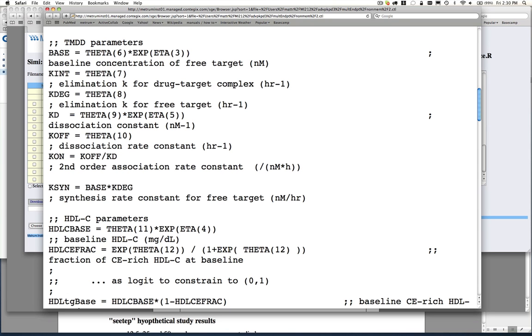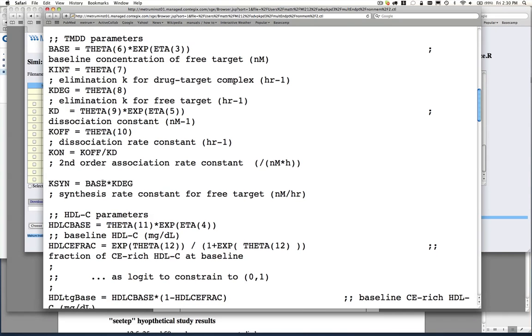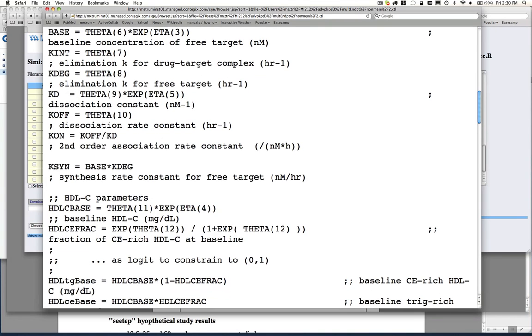And then K on and K off are typically how we look at this, but the ratio of K off over K on is KD. So in this case, we actually just flip things around a little bit, but that's just algebra. And then the synthesis rate for CETP we set equal to the base value times the degradation quantity. And again, this is just using the steady state initial conditions, assuming the integral is 0 at time 0 to solve for that.